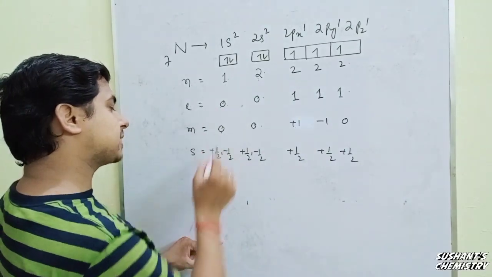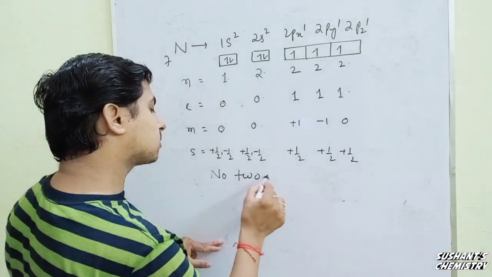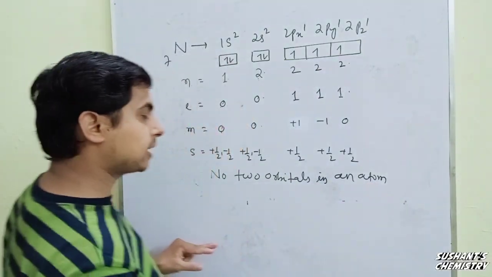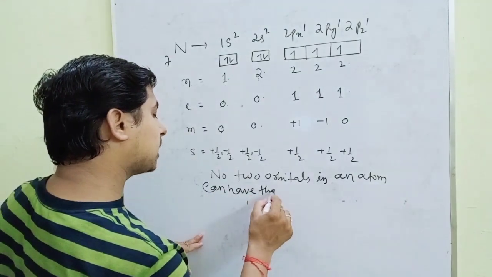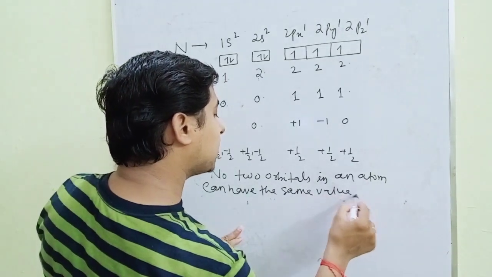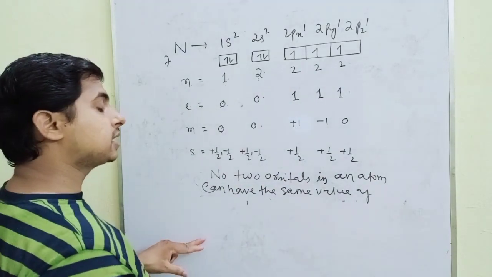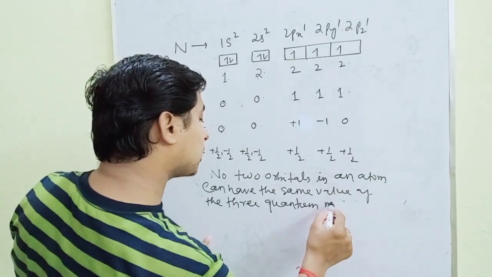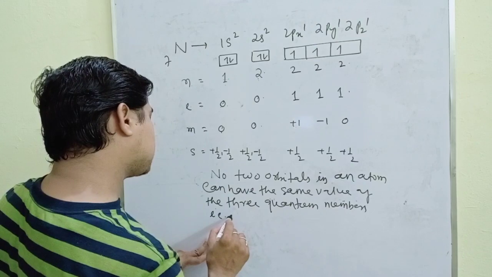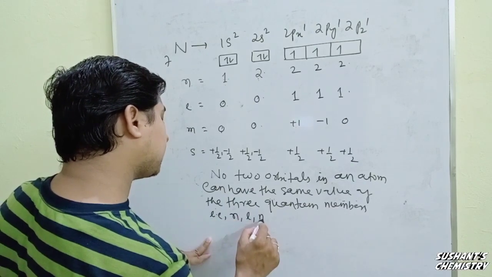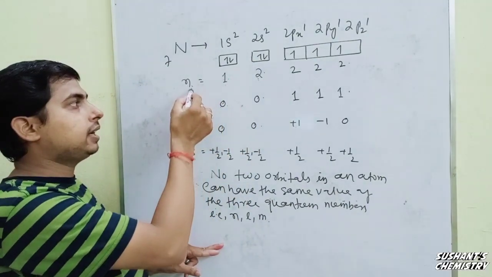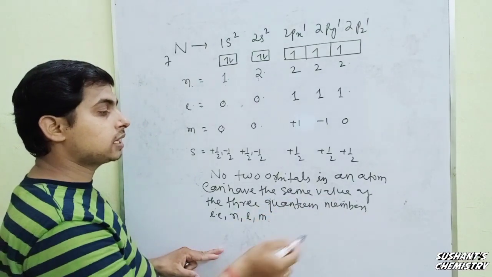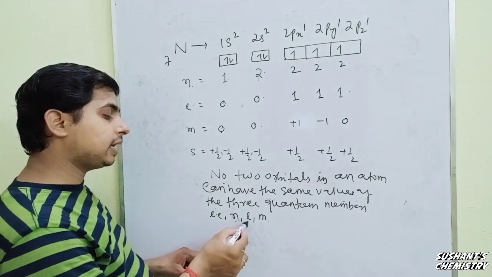We are clear from this example that no two orbitals in an atom can have the same values of the three quantum numbers, that is n, l, m. For two orbitals, the values of n, l, m are not the same. No two orbitals in an atom can have the same values of the three quantum numbers, that is n, l, m.